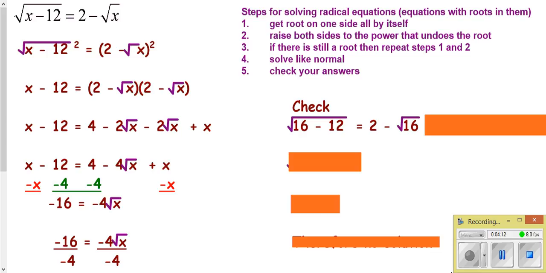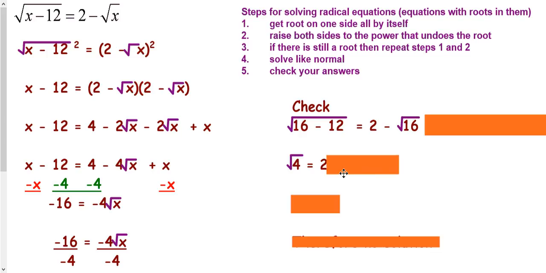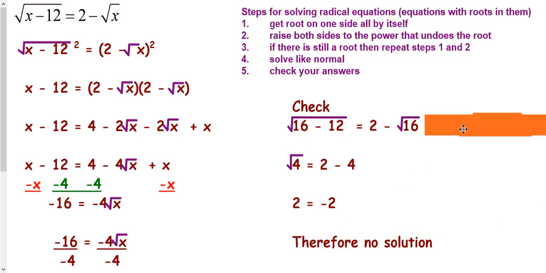So 16 minus 12. And then over here we're going to have 2 minus the square root of 16. So we get 2 on the left. Right side we get negative 2. Well, the left side doesn't equal the right side. It's a false statement, so our answer doesn't work. So we're going to say we have no solution.